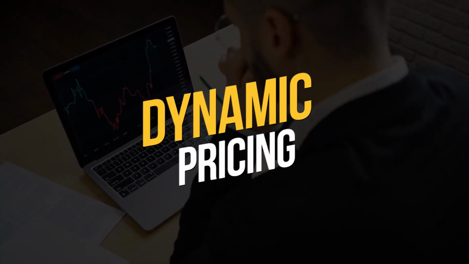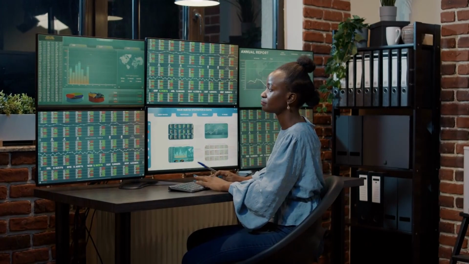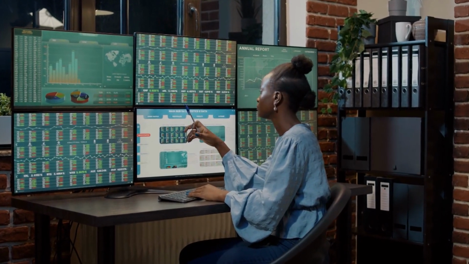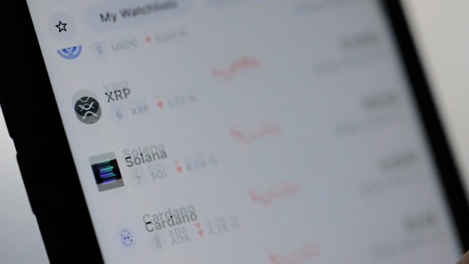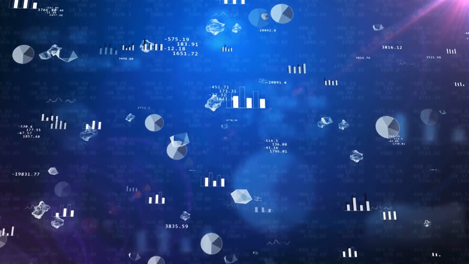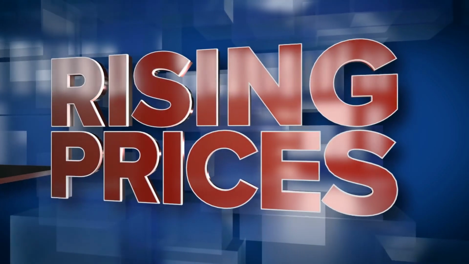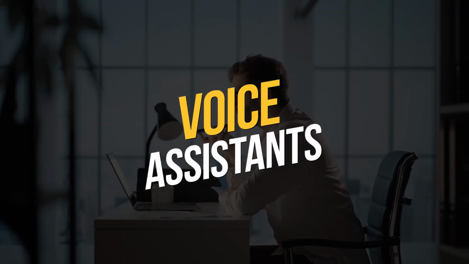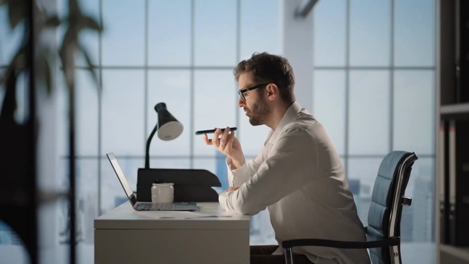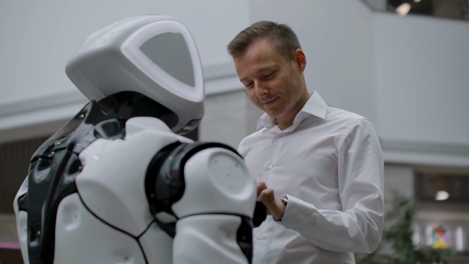Dynamic pricing. Finally, AI can be used to implement dynamic pricing. Dynamic pricing involves changing the price of a product based on various factors, such as demand, competition, and time of day. By using AI to analyze these factors, retailers can adjust prices in real time to maximize profits and stay competitive.